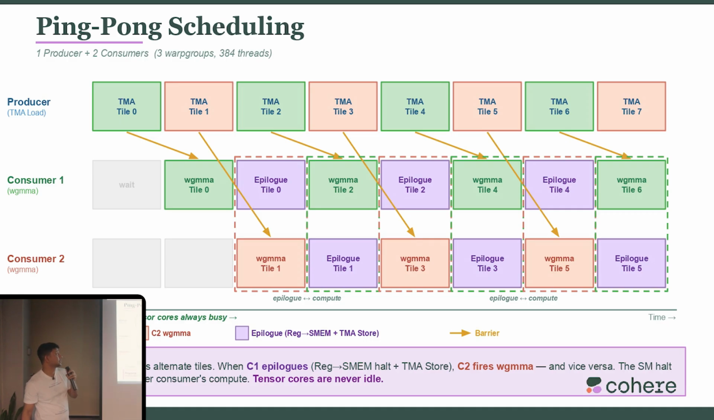So if you do persistent scheduling with ping-pong scheduling, you'll find that this gives you the best performance on Hopper, even for the Flash Attention 3 kernel. Why isn't there some overhead for both consumers, as compared to the previous slide, where there was just one epilogue? So there was some overhead.